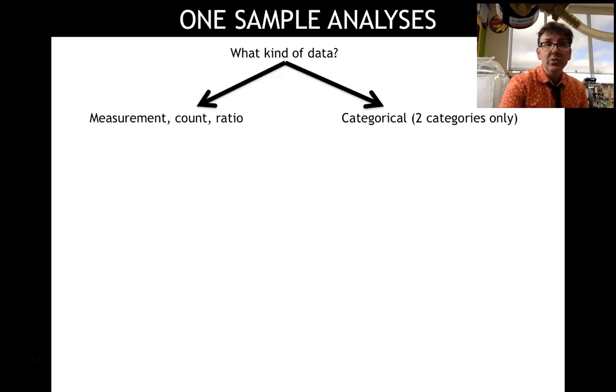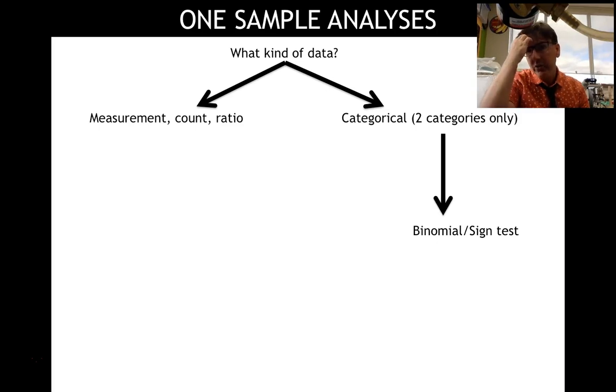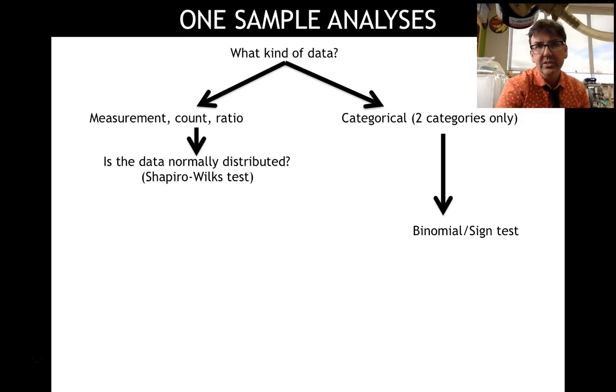Now, the first question you have to ask yourself is, what kind of data do you actually have? Is it some sort of measurement data, counts, ratio, ordinal data, or is it something categorical, where you have counts of individuals, but they can be classified into one of two distinct states. So alive, dead, heads, tails. If it's this latter category, you're probably going to do a binomial or sign test.